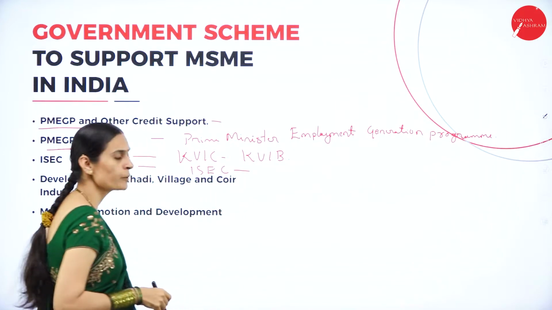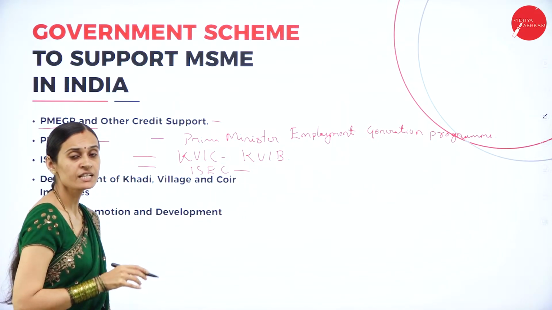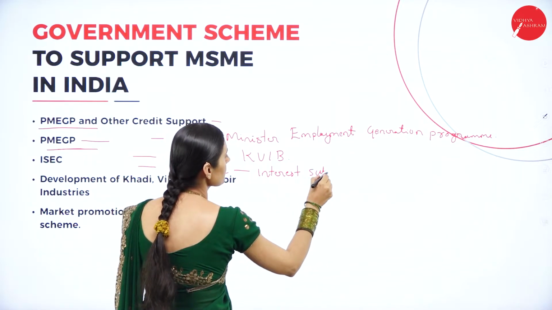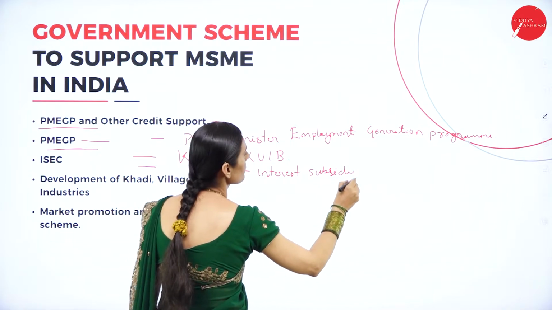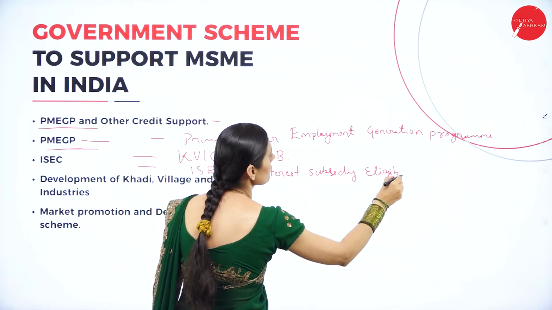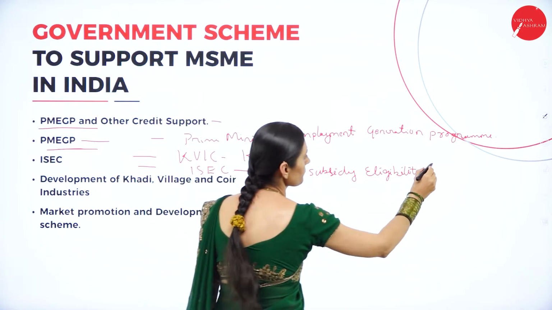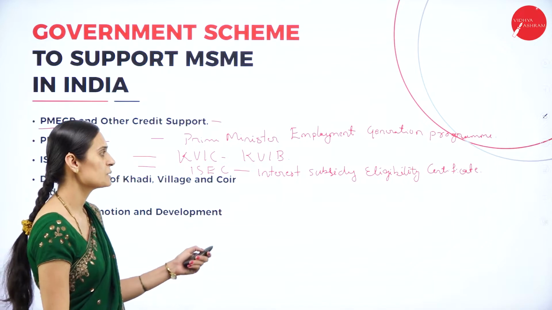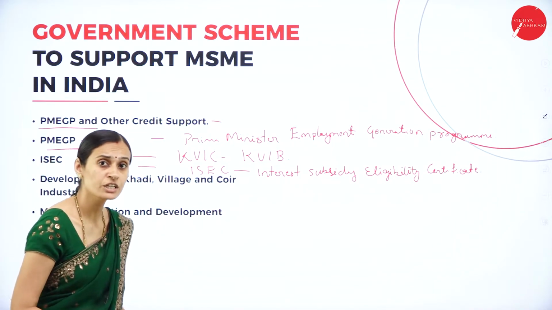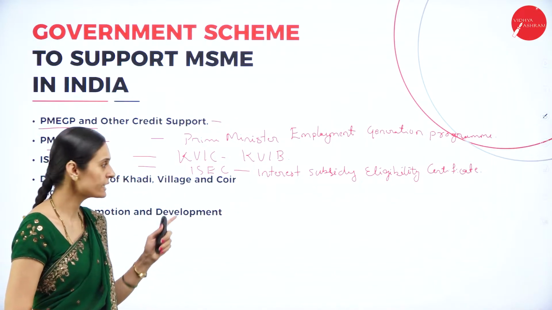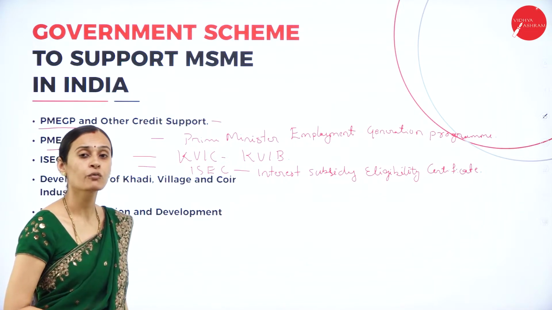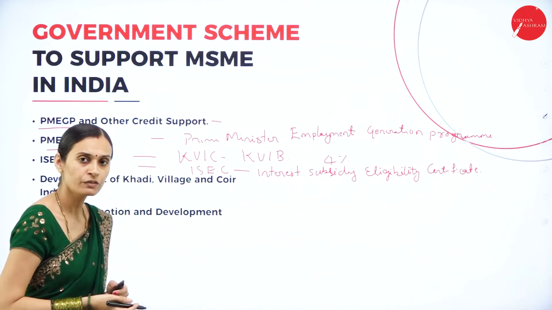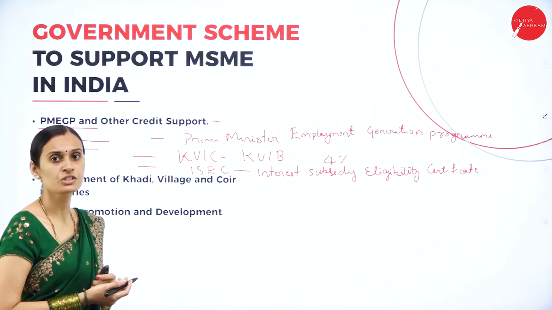ISEC. What do you mean by ISEC? Interest Subsidy Eligibility Certificate. Yes, Interest Subsidy Eligibility Certificate. Under this scheme, any registered institution can get a loan or financial facilities through KVIC and KVIB at a very low rate of interest. So that will be 4% rate of interest. With the very low rate of interest, they can get the loan from banks or any financial institutions.